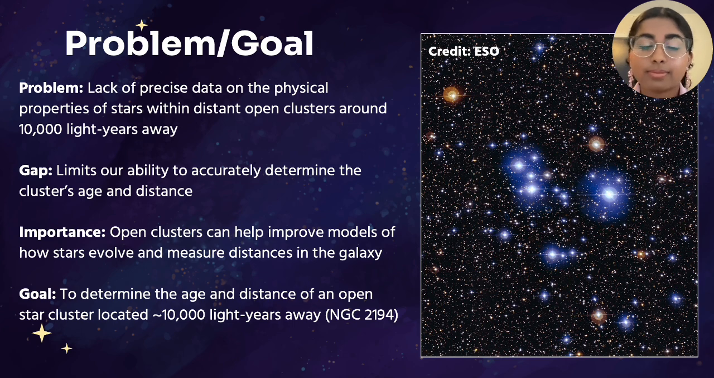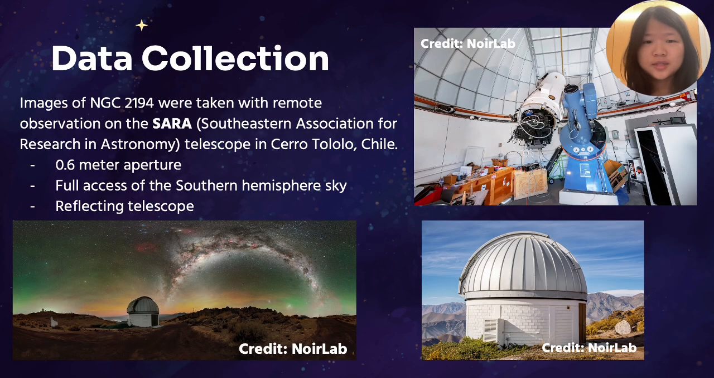Our data was collected using a telescope from the Southeastern Association for Research in Astronomy, or SARA Consortium, and particularly their telescope in Cerro Tololo, Chile. This telescope has a 0.6 meter aperture or diameter, and is unique from the other SARA telescopes in that there is full access to the entire southern hemisphere sky from its location. The telescope is a reflecting telescope, meaning that it uses mirrors to gather and focus light into the CCD detector.